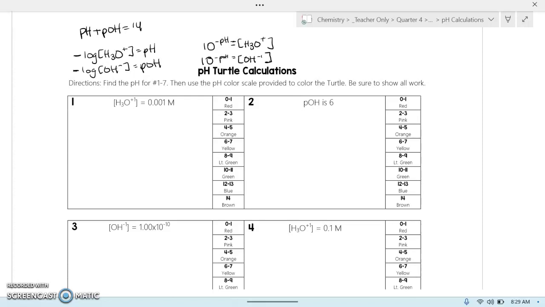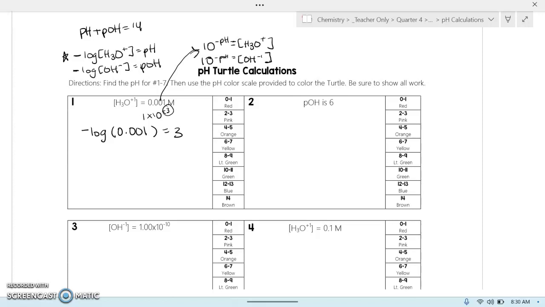So to find the pH for number 1, we're going to be using this one, negative log of 0.001. Put it in your calculator, click negative log 0.001, close your parentheses, and you're going to get 3. And this makes sense because if we write 0.001 in scientific notation, it would be 1 times 10 to the negative 3rd power. And that matches this. 10 to the negative pH should be our concentration, which in this case it is. There's your pH right there.